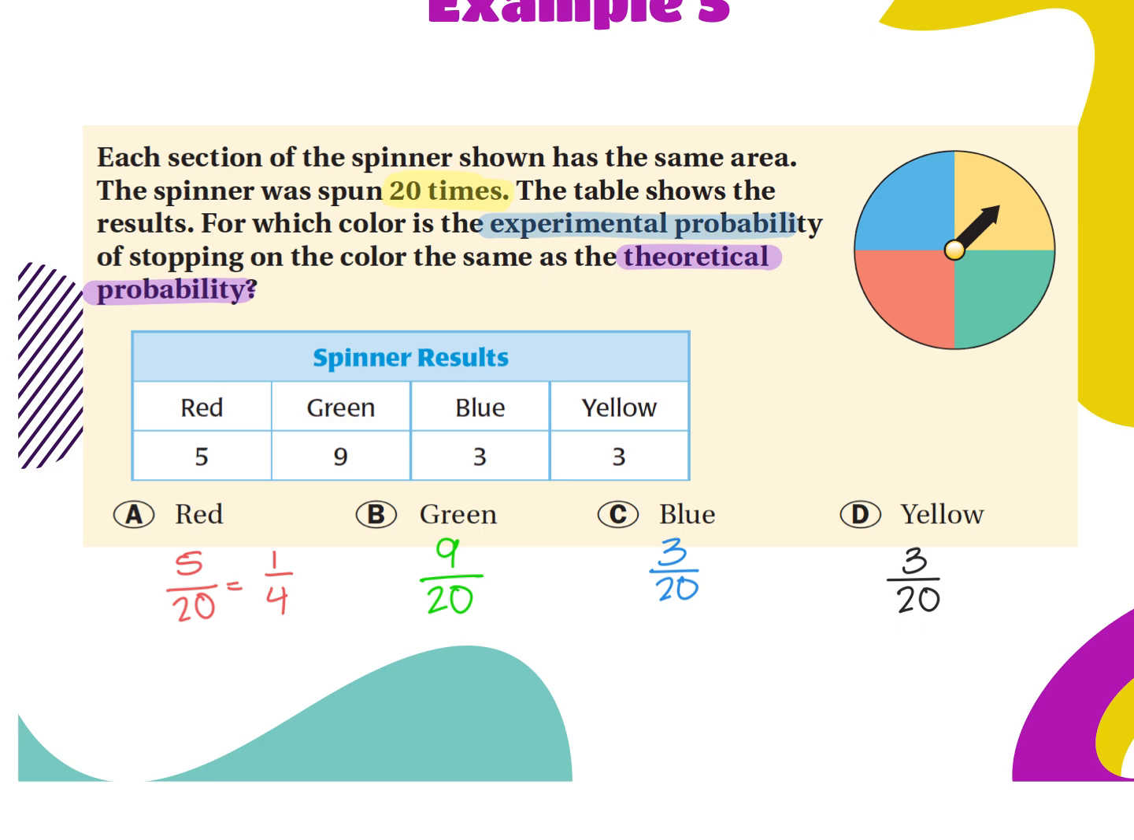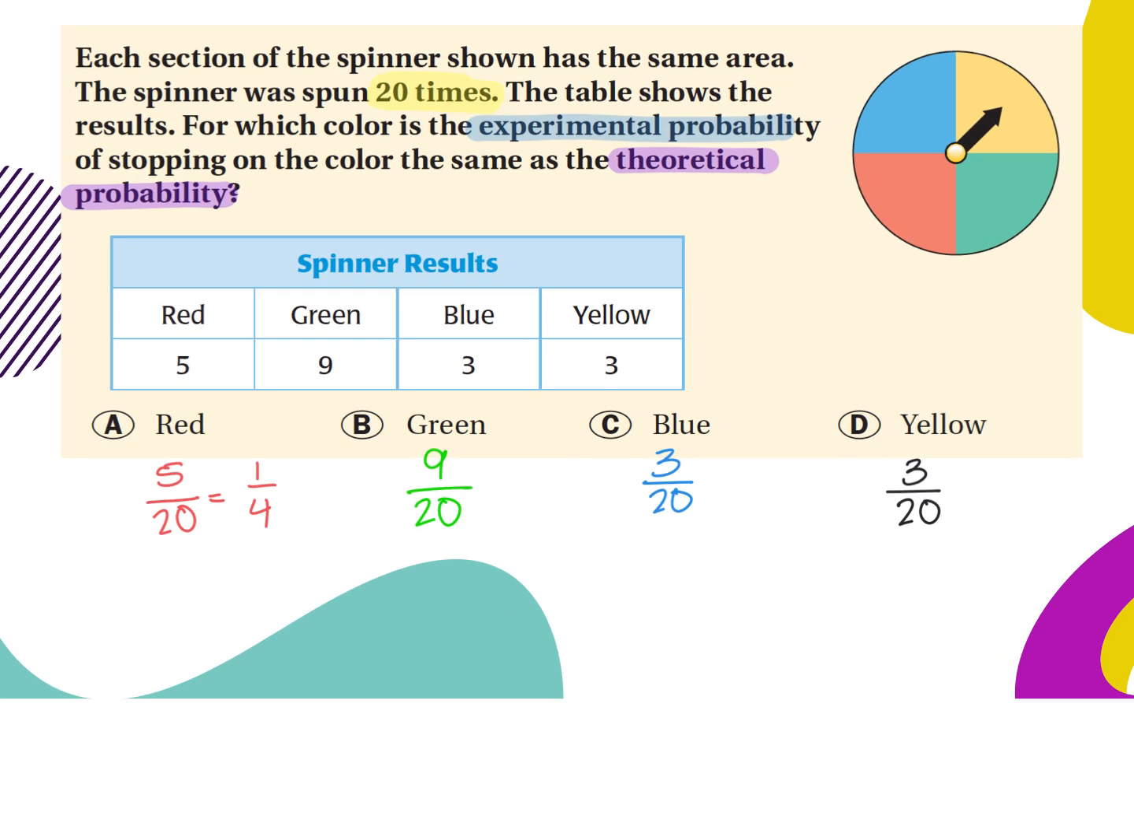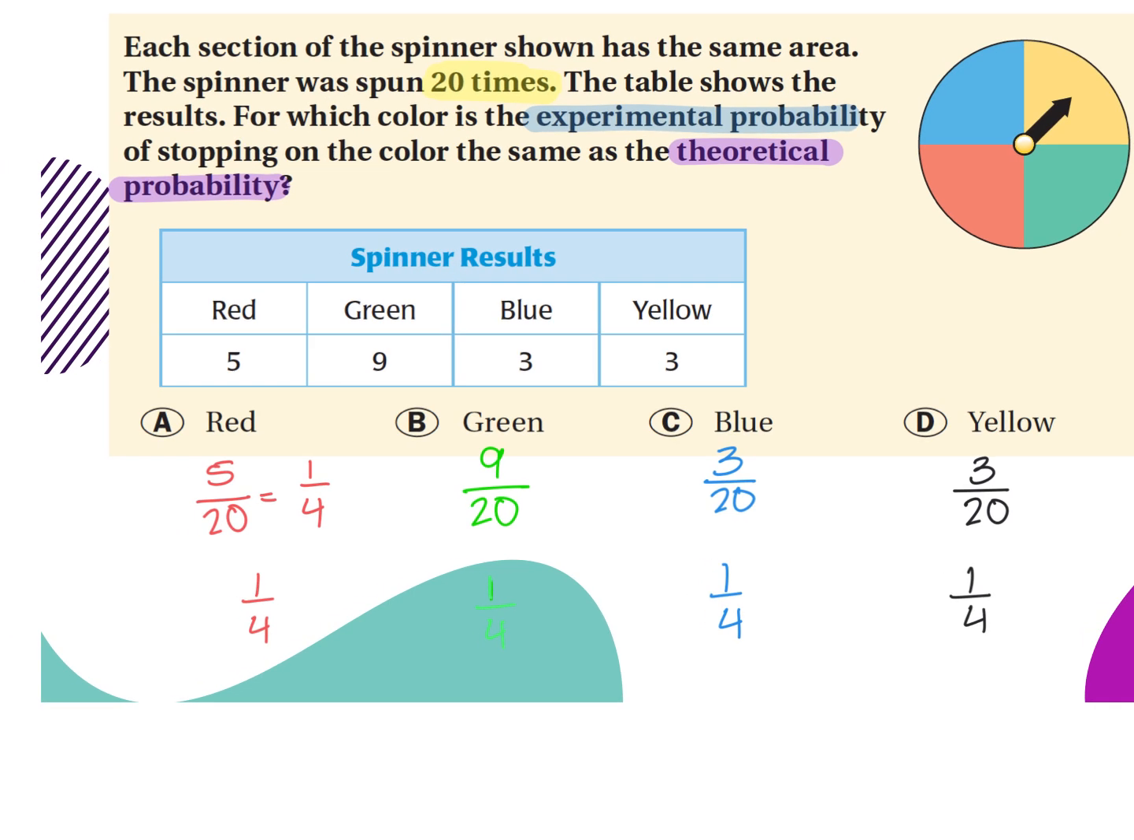That's experimental probability. Theoretical probabilities, how many outcomes can I have? 4. How many times can it land on red? 1 out of 4. How many times is it going to land on green? 1 out of 4. It's going to land on blue 1 out of 4 times, and it's going to land on yellow 1 out of 4. Which one has the same probability? My red one. Okay, so understand the difference between experimental and theoretical.